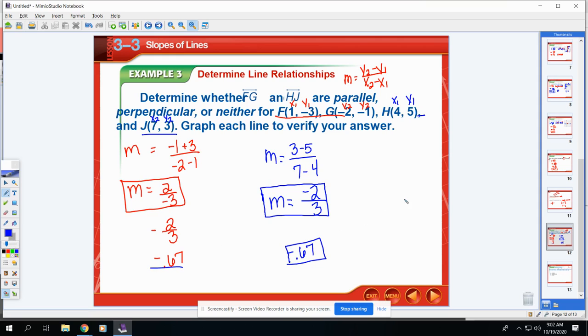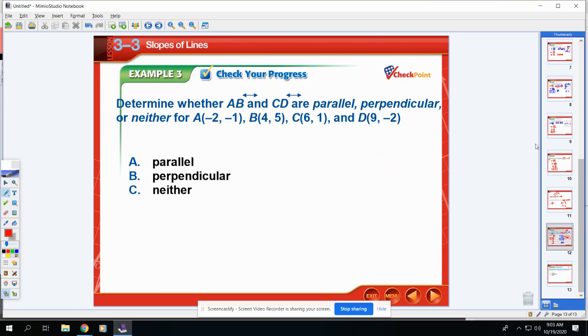So since these are the same exact number, are these going to be parallel or perpendicular? Hopefully, you remember our definitions from the last page. These will be parallel lines. All right, parallel lines here. Last one. So we got AB and CD, parallel, perpendicular, or neither. So first thing we got to do here is label our points, X1, Y1, and then X2, Y2.